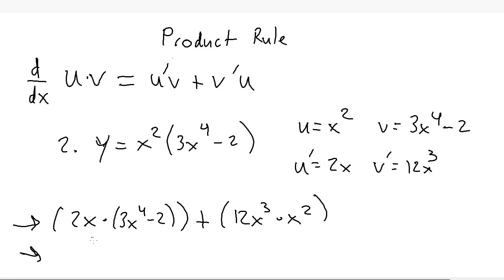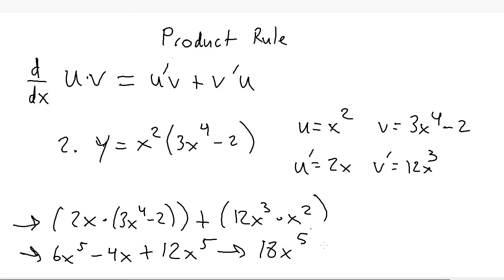So I can just distribute the 2x there. So we have 2x times 3x to the 4th, which is 6x to the 5th, minus 2x times negative 2, so minus 4x, plus 12x cubed times x squared. So we have 12x to the 5th. So 6x to the 5th plus 12x to the 5th is 18x to the 5th. And then minus 4x.